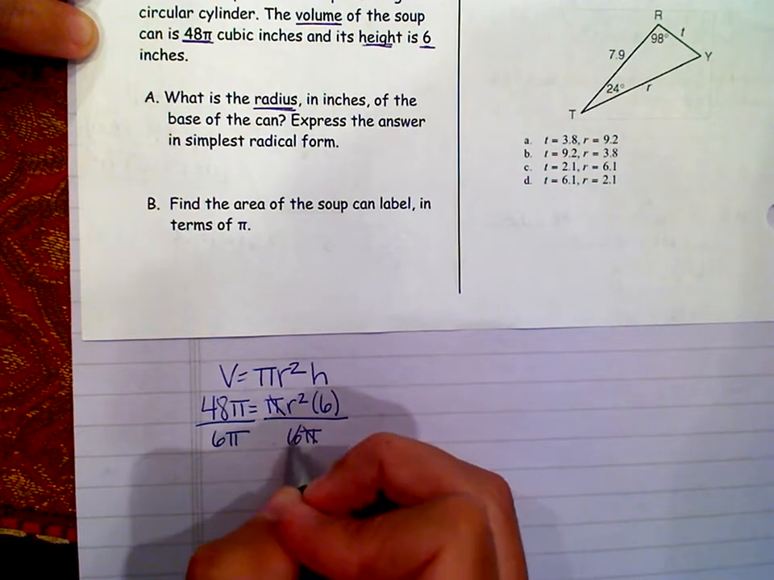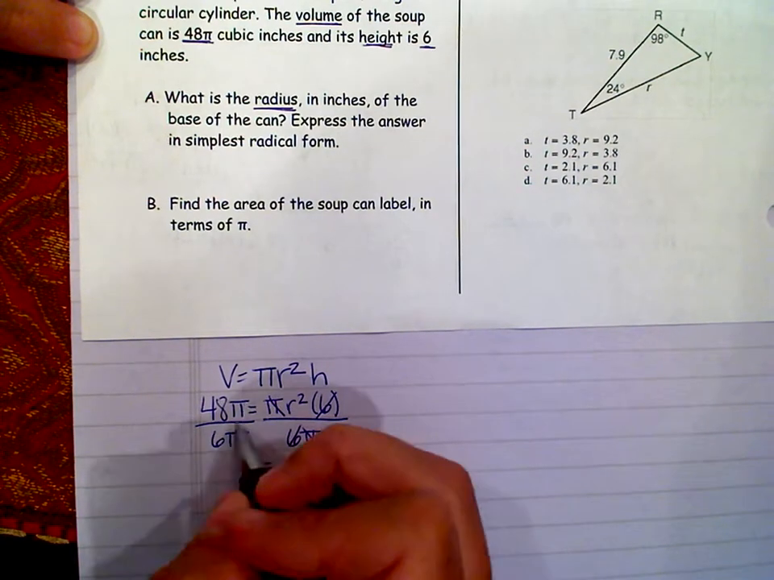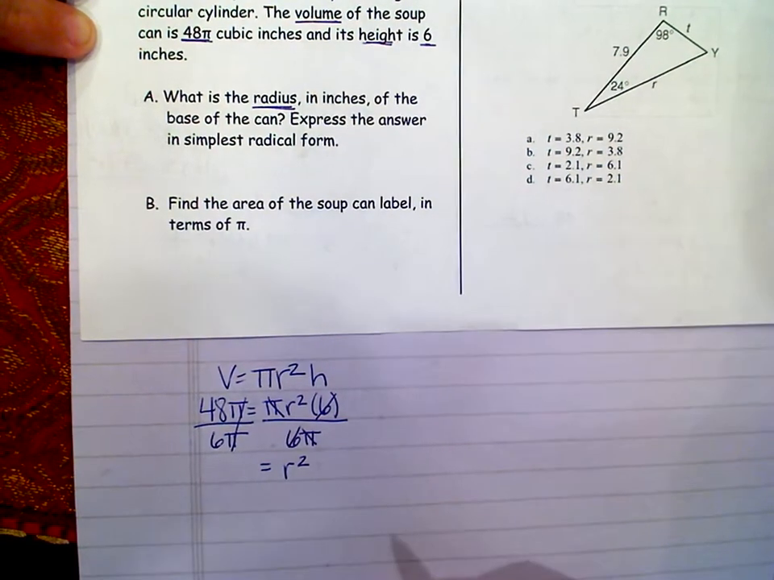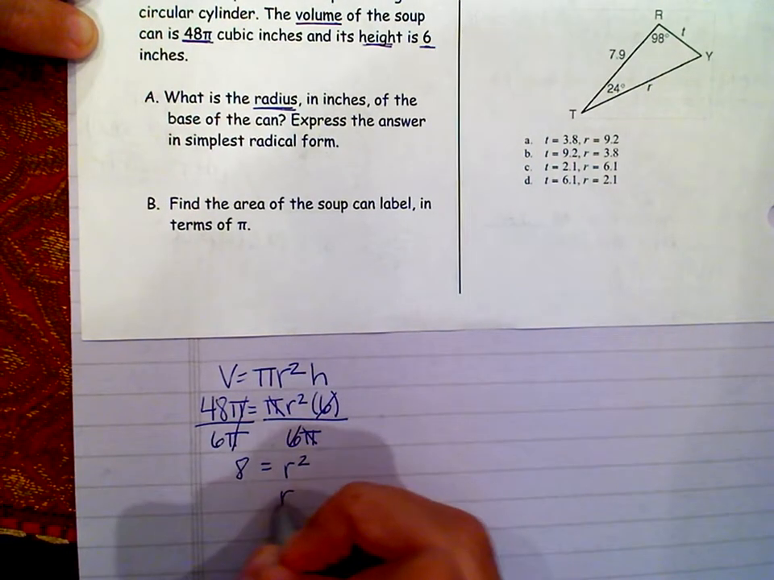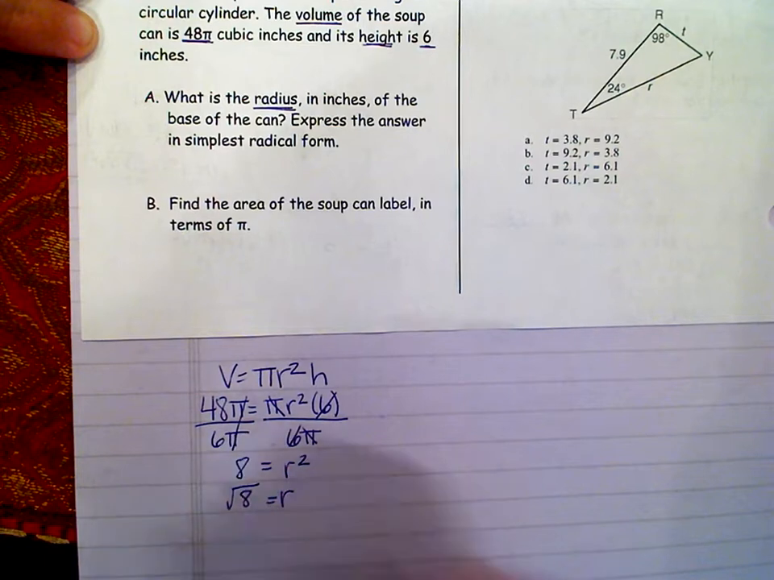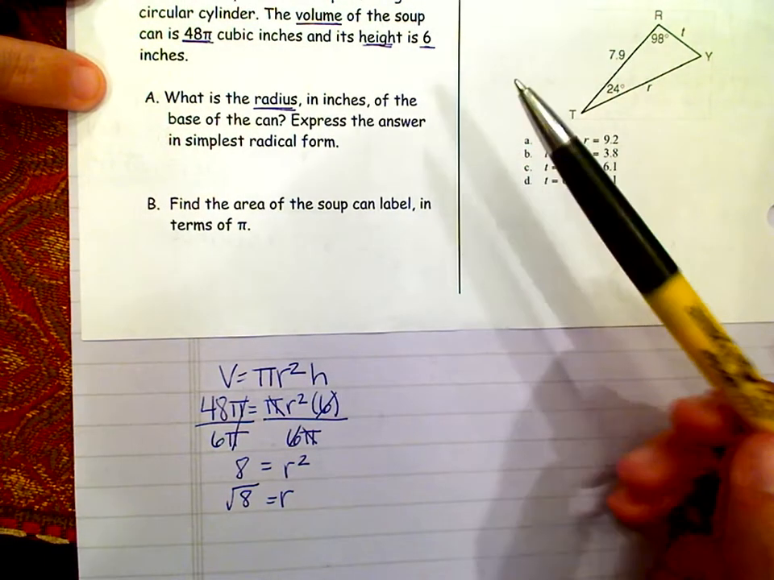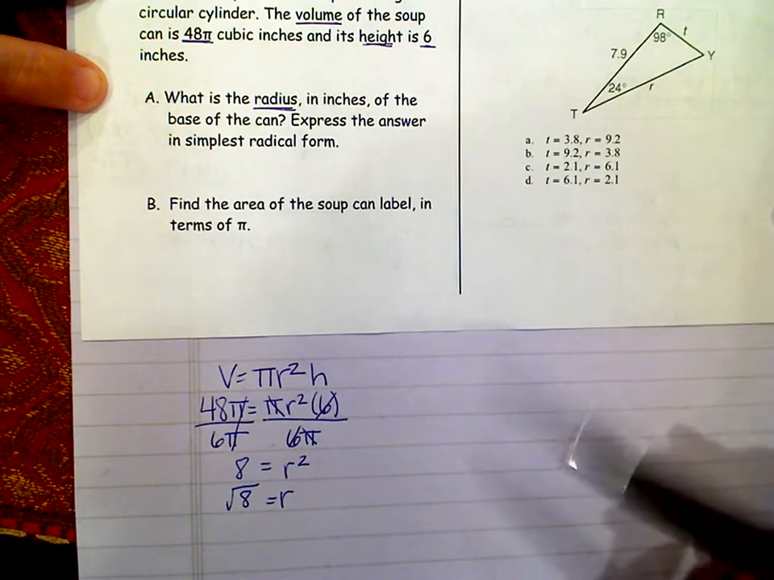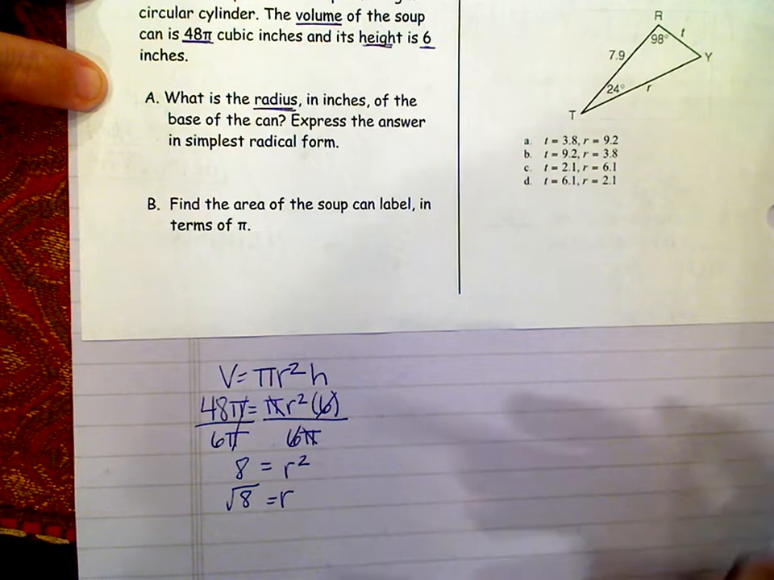So we're going to divide both sides by 6 pi. Those cancel, and we're left with r squared equals, those cancel, and 48 divided by 6 is 8. And then we take the square root, so r equals the square root of 8. Now, I remember we had this question on a test before. Several of you left it like that. It's not the simplest radical form. If it can be reduced, reduce it.